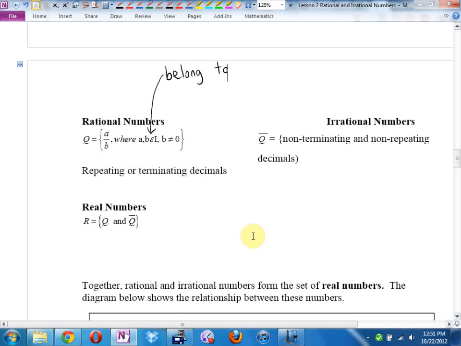Then we have irrational. The symbol for irrational is Q bar. Rational, that symbol there means not rational. Irrational. If you put the rational numbers together with the irrational numbers, you get the reals.